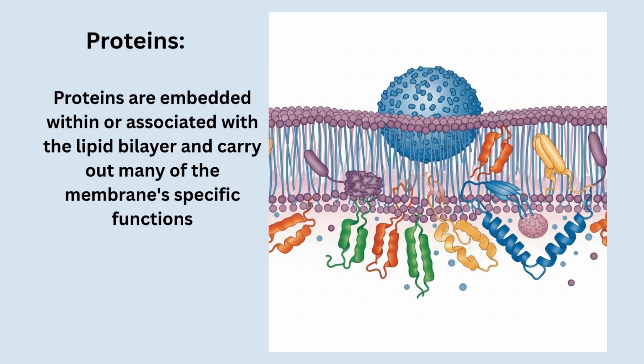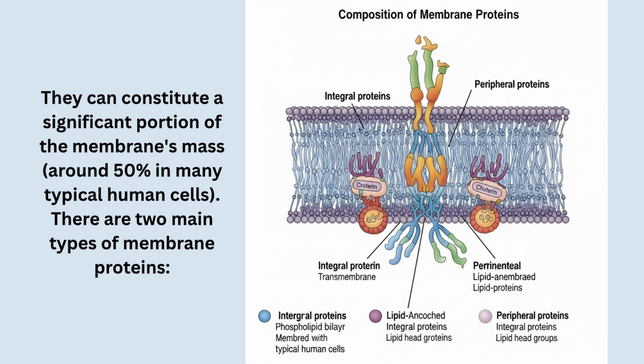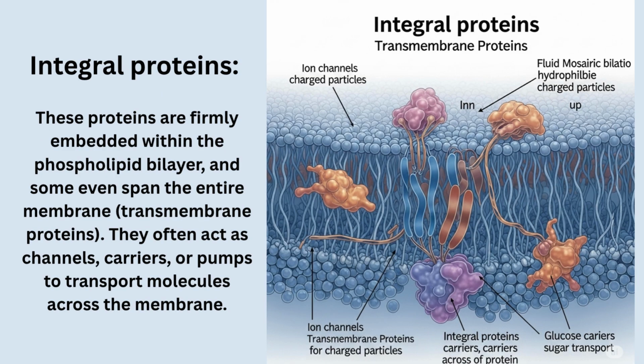Proteins. Proteins are embedded within or associated with the lipid bilayer and carry out many of the membrane's specific functions. They can constitute a significant portion of the membrane's mass, around 50% in many typical human cells. There are two main types of membrane proteins.